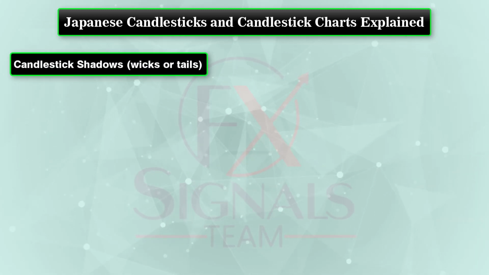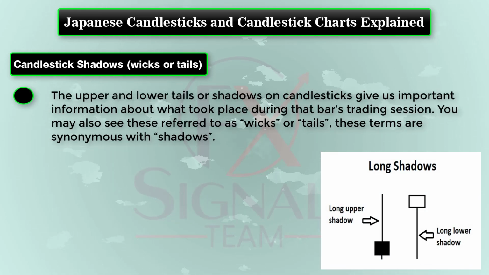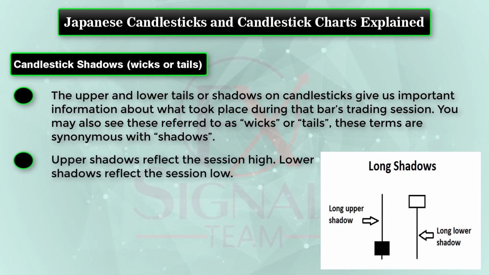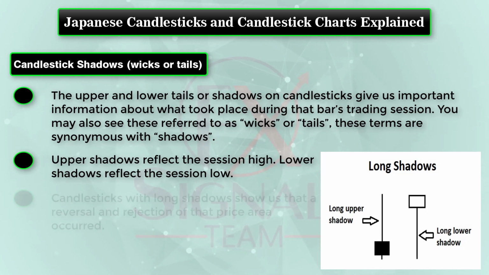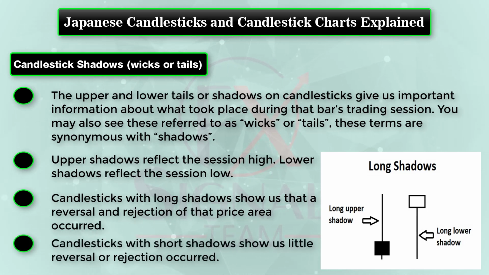Candlestick shadows, wicks or tails. The upper and lower tails or shadows on candlesticks give us important information about what took place during that bar's trading session. You may also see these referred to as wicks or tails. These terms are synonymous with shadows. Upper shadows reflect the session high. Lower shadows reflect the session low. Candlesticks with long shadows show us that a reversal and rejection of that price area occurred. Candlesticks with short shadows show us little reversal or rejection occurred.